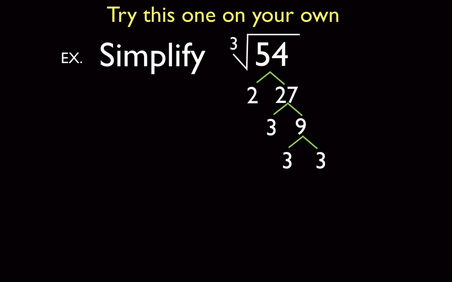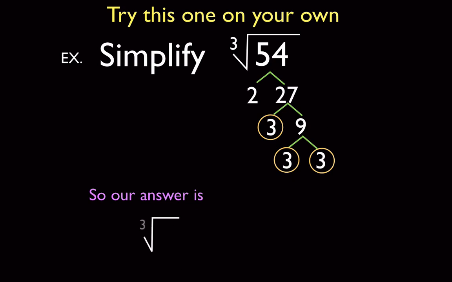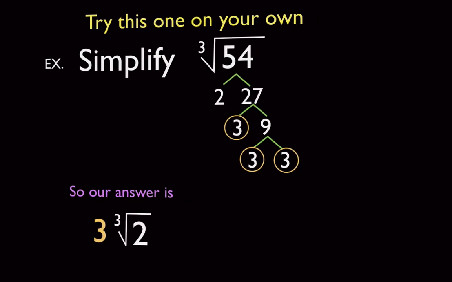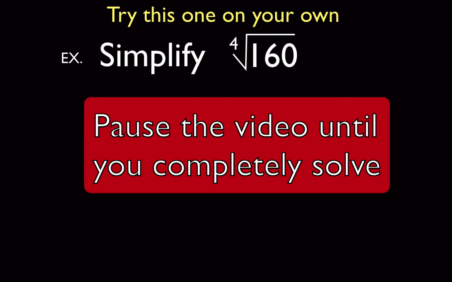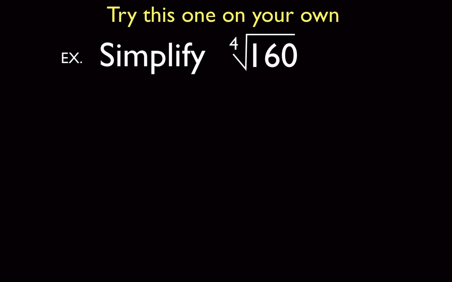Okay, so as you can see, we end up with three 3s. So because it's a third root, one of those can come outside the root symbol, and what stays inside is going to be our 2. So we end up with 3 third root of 2. Okay, again, here's a second example for you. Go ahead and write down the problem, pause the video, and when you are finished, go ahead and hit play.